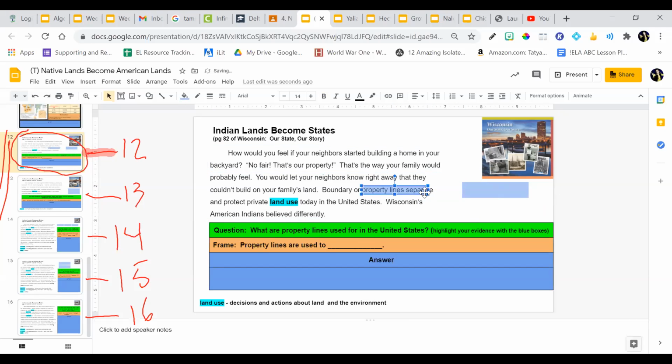What do they do? I see property lines, and it tells me there that property lines separate and protect land use. So I highlighted it. That's step one. I used my highlight. I found the evidence in the text. Now I need to write my answer, and I have here my sentence frame to write that. Property lines are used to do what? Who can help me answer that? To do what?